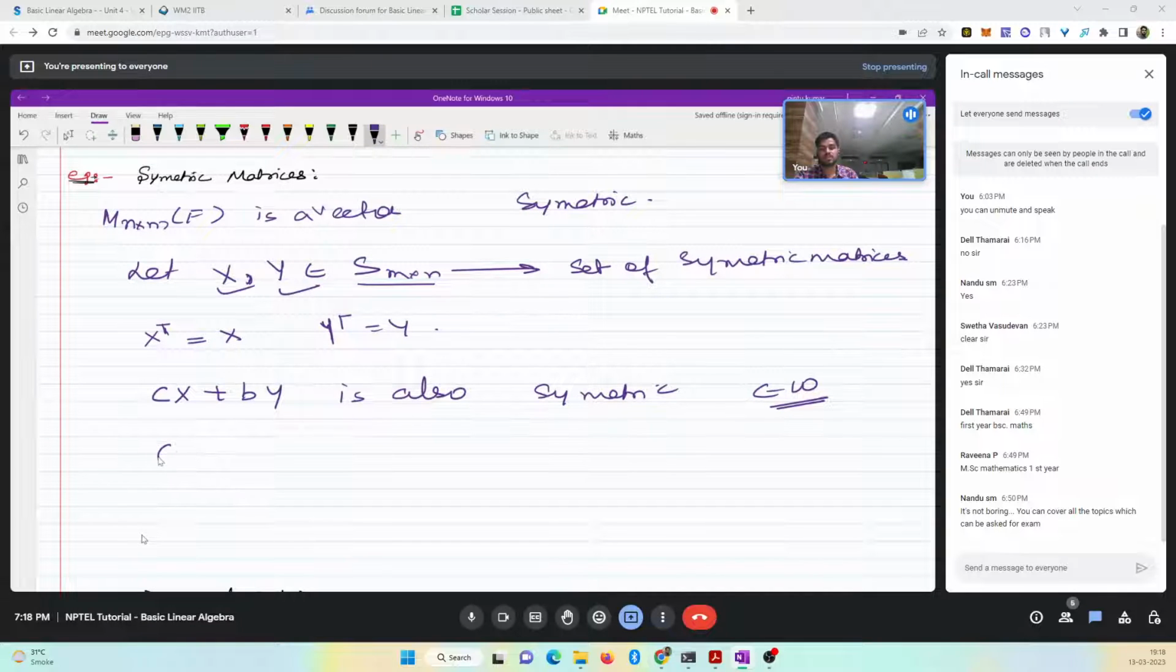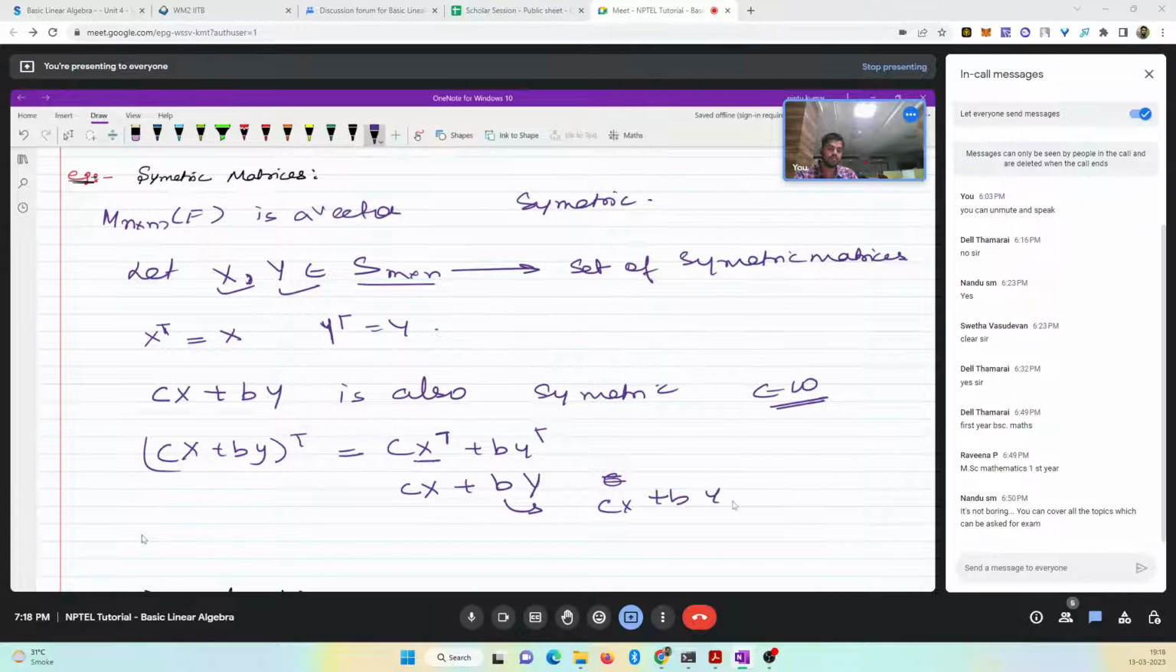Let's take its transpose. Cx plus By transpose. What is this equal to? This is equal to Cx transpose plus By transpose. Now, because x is already in W, x transpose is equal to x. This is Cx plus, similarly for By. So we obtain the same thing, right? Cx plus By transpose is equal to Cx plus By. This means that Cx plus By belongs to the set W. That's why our set of symmetric matrices is also a vector space under the same operation that we talked about for the set of matrices.